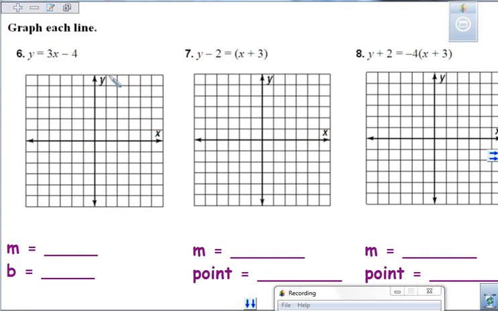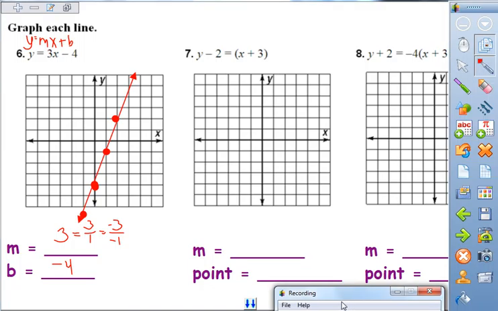So let's try this. Number 6, it says to graph. So if we compare this to y equals mx plus b, our m is 3, and our b is negative 4. So if I were to graph this, I want to do my y-intercept first, 1, 2, 3, 4, and then so 3 is my slope, so that's 3 over 1, so that means up 3, forward 1, up 3, forward 1. Otherwise, if I do the opposite of that, negative 3 over negative 1 still reduces to 3, so I could count down 3 and backwards 1, but that one's off my graph. So there's my graph.